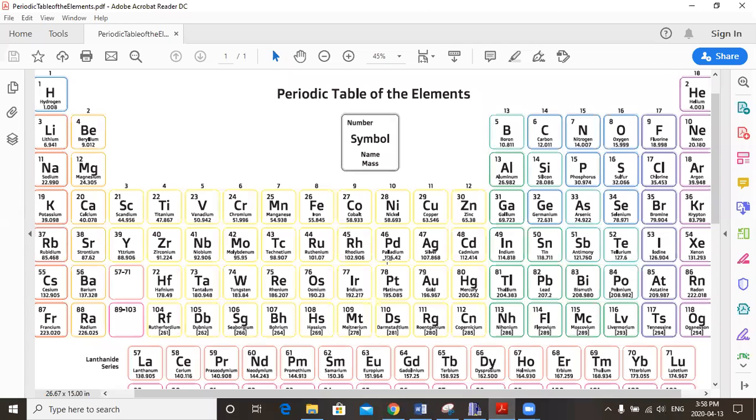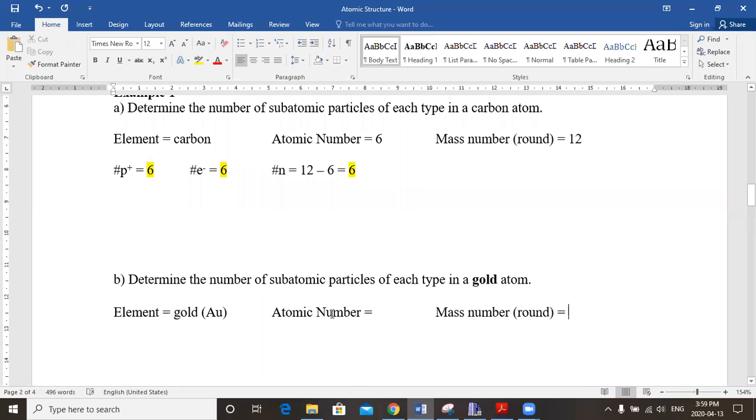So we look on the periodic table and we look for the name gold, and gold is right here, and it is the symbol Au. So the atomic number is 79, and the mass number is 196.967, which would round up to 197. So the atomic number is 79, and the mass number is 197.